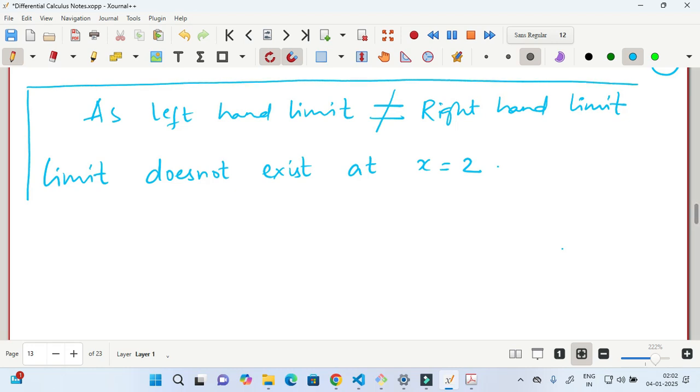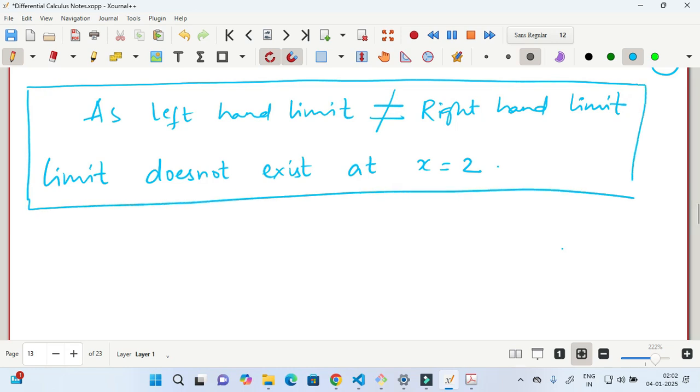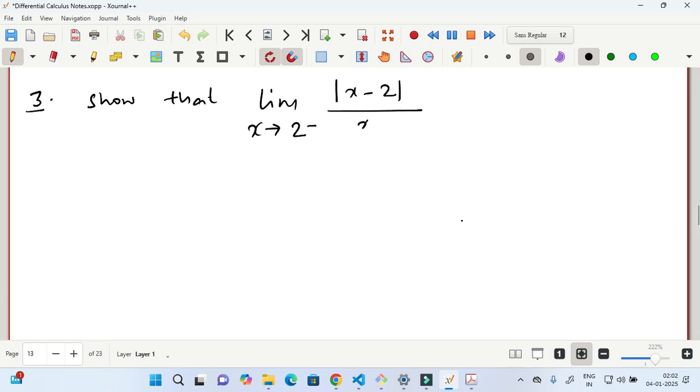So by this problem I think you are clear how to solve this sort of problems. Now let's go to the other problem. Here he is asking for the proof that limit x tends to 2 minus mod of x minus 2 by x minus 2 is equal to minus 1. Now solution.